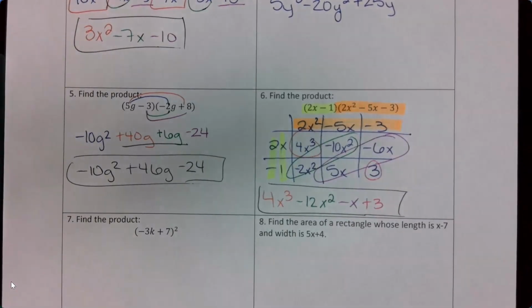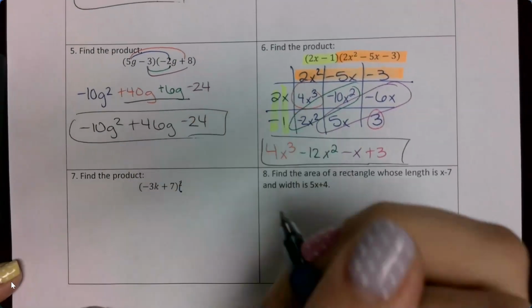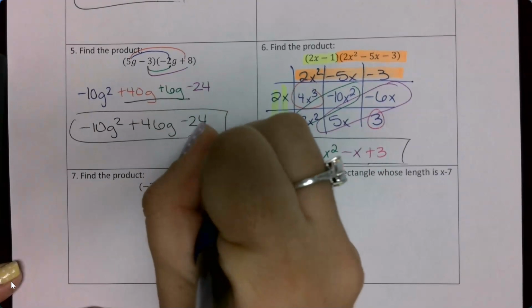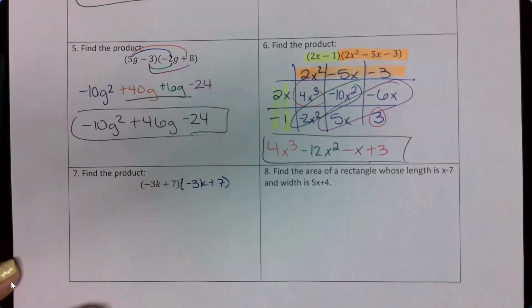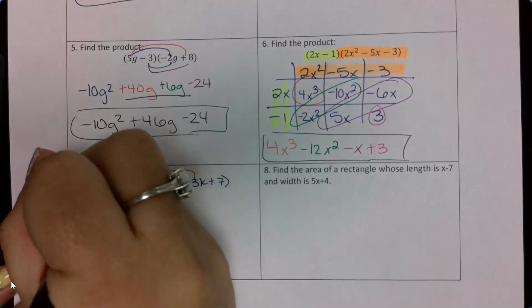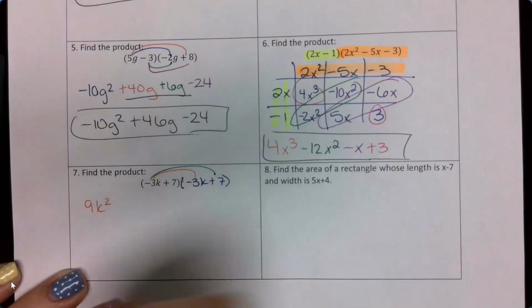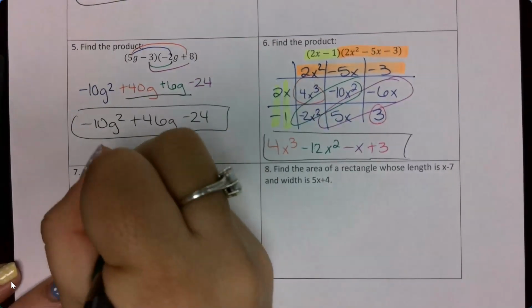Okay, number 7 wants me to find the product. I have an exponent of 2, so this means get rid of that exponent and write it twice. I'm going to go ahead and FOIL this one. So I have negative 3k times negative 3k. It's going to be positive 9k squared. Negative 3k times 7 is negative 21k.